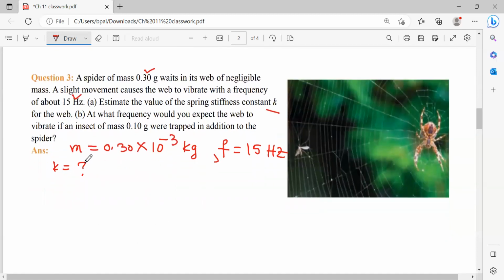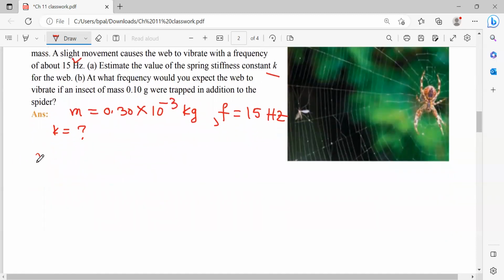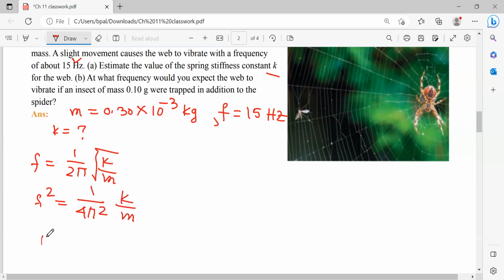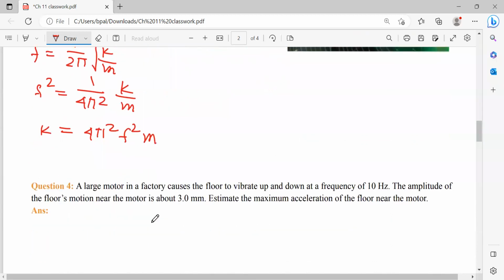To solve this, we have to use this equation: f equals 1 over 2 pi times the square root of k over m. Let's square both sides. So it will be f square equals 1 over 4 pi square times k over m. If I solve it for k, I get 4 pi square f square m. So 4 pi square, and then 15 square, and then m.